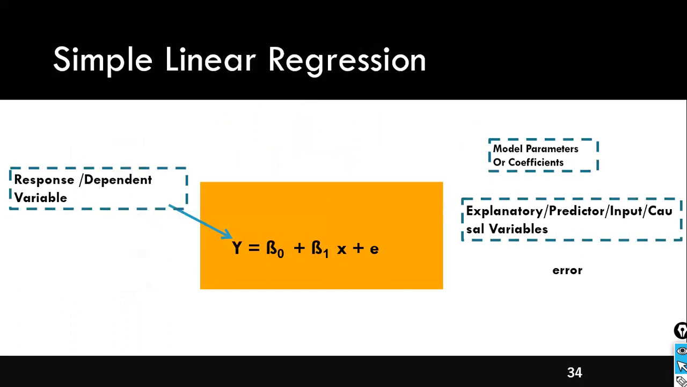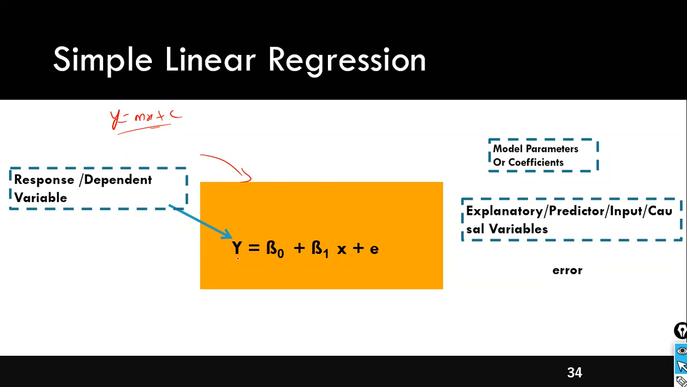Okay, here is the equation for linear regression. You remember in high school, we studied an equation y equal to mx plus c, right? So y is a function of x. But here, in simple linear regression, we use this notation, beta naught and beta 1, instead of m and c.